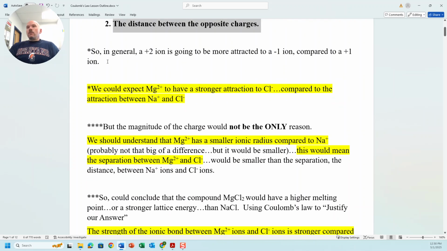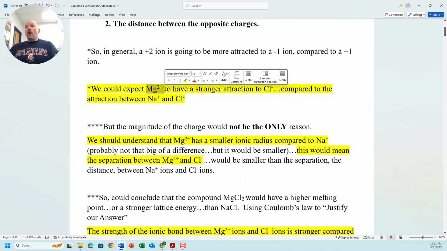But again, what we're saying is, if I have a +2 ion that's interacting with a -1 ion, that's going to be a strong attraction, and it's going to be stronger than a +1 ion interacting with a -1 ion. So if I look at the interaction between a magnesium ion and a chloride ion, I know that's going to be stronger than a sodium ion and a chloride ion. And the main reason is that magnesium is 2+, so a higher charge.